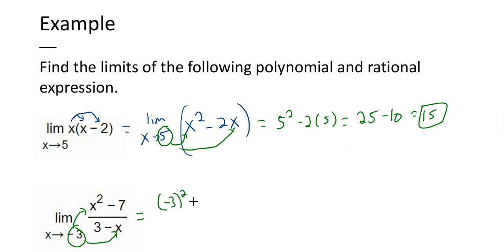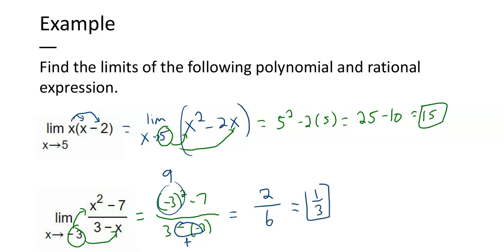We'll get -3 squared minus 7 on top. And on the bottom, we'll get 3 minus, and in place of x, we're going to plug in -3. And because it's minus a negative, that's going to be positive, right? So this will be a plus here. And then -3 squared is positive 9. So that's going to evaluate to 2, right? 9 minus 7 is 2. And here we'll get 3 plus 3, which is 6. As always, you want to reduce your fractions. So 2 over 6 reduces to 1/3. And that would be our limit in that case.